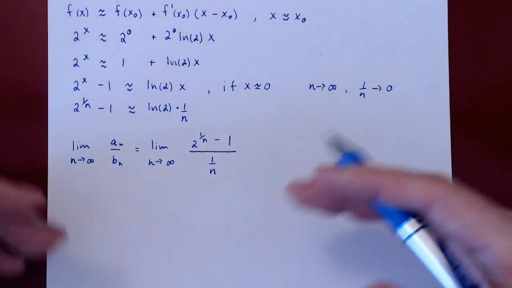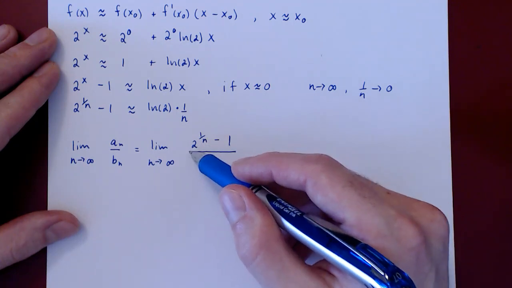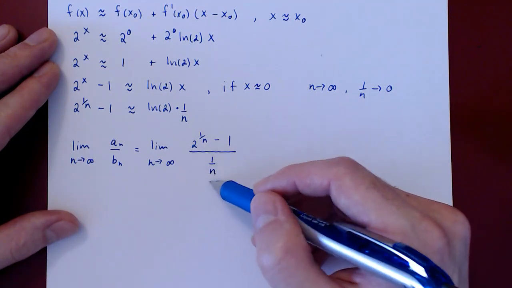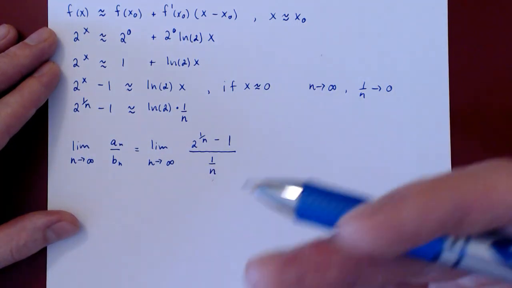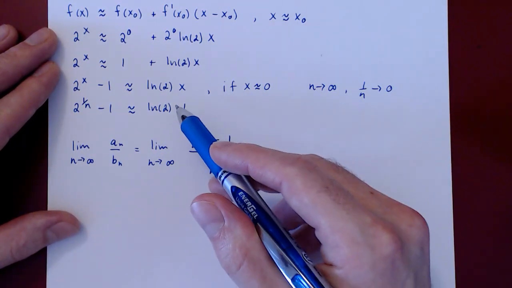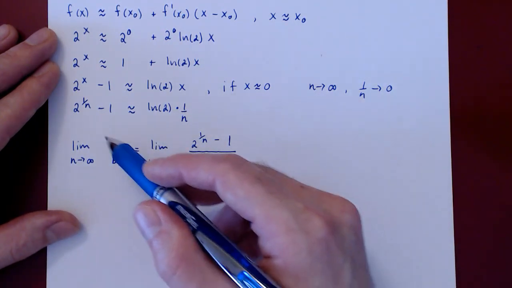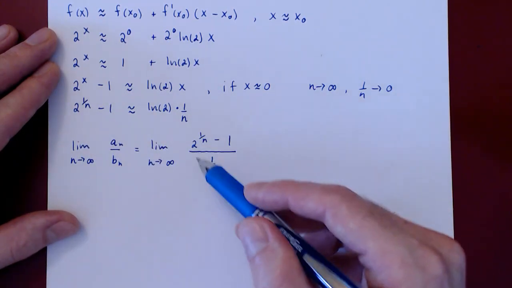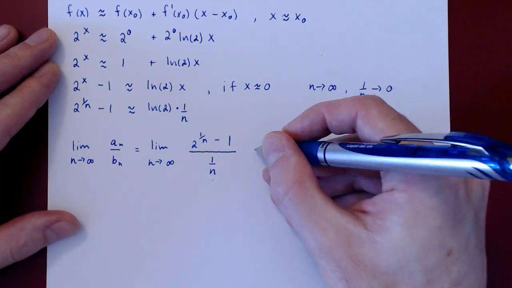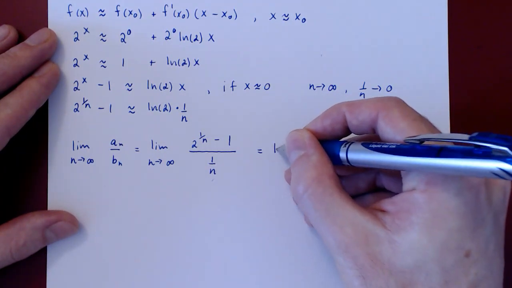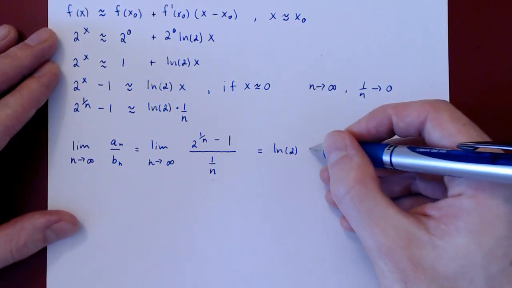And now again here we have two ways to tackle this, right? As n tends to infinity, 2 to the 0 is 1, 1 minus 1 is 0, 1 over n also shrinks to 0, so we have a 0 over 0 case, which we can tackle using L'Hopital's rule, or we could also use our linear approximation. If you divide both sides by 1 over n, then this ratio will be approaching ln of 2. So here we're going to use the linear approximation and say this is simply ln of 2, which is now, we know, a positive number.